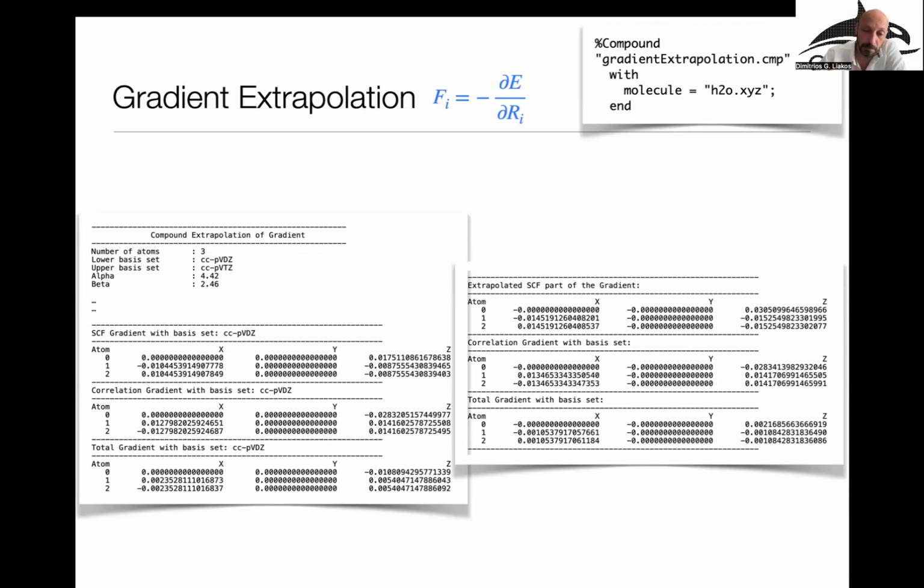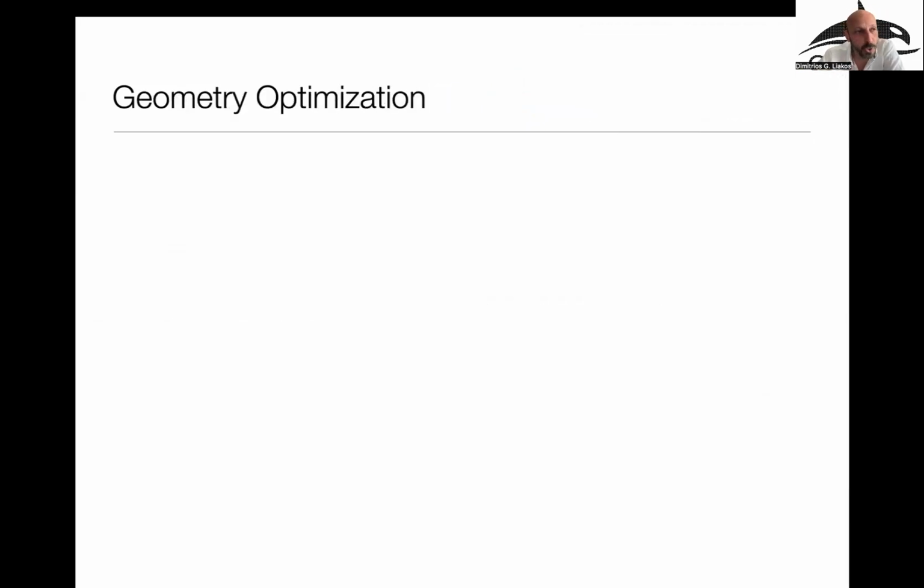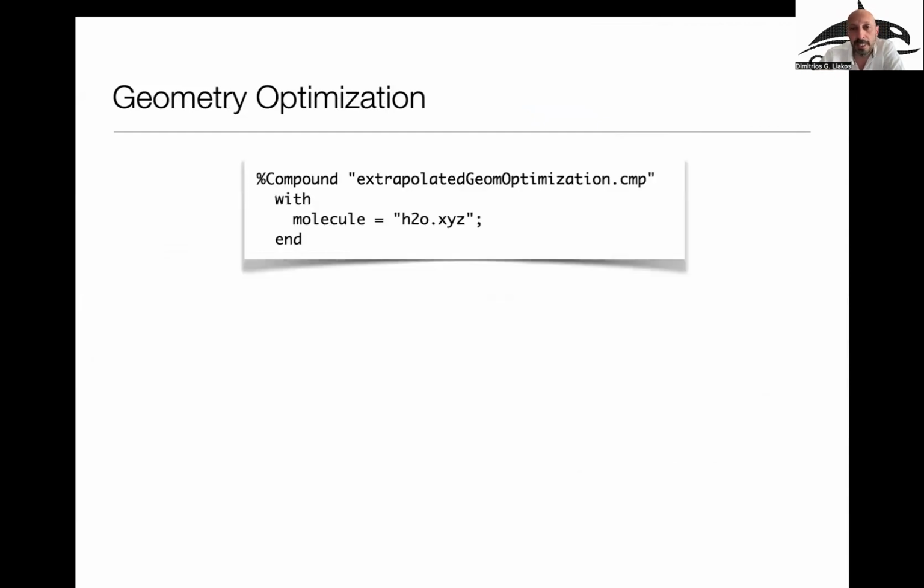Now, I want to show the ladder of how things can go. Since we have the gradient, this means that we can do geometry optimization with extrapolated gradients. And indeed, we have a script like that. It is publicly available, and it will use the extrapolated gradient to do geometry optimization. This would be, again, just choose the script. I will not show you this result here.